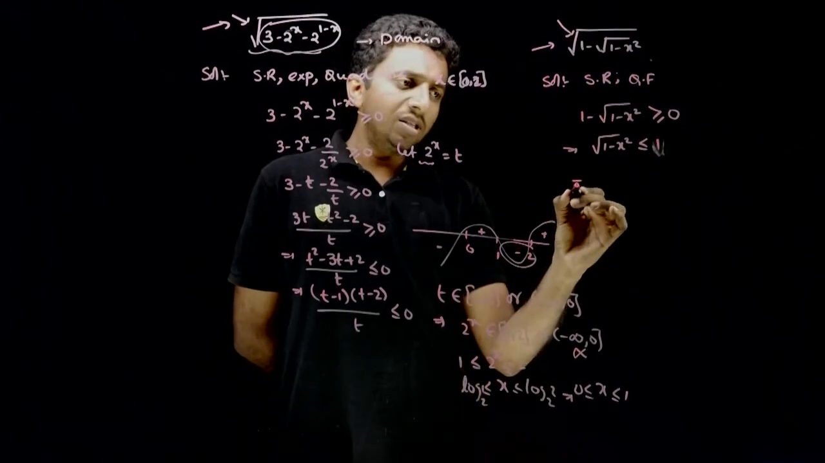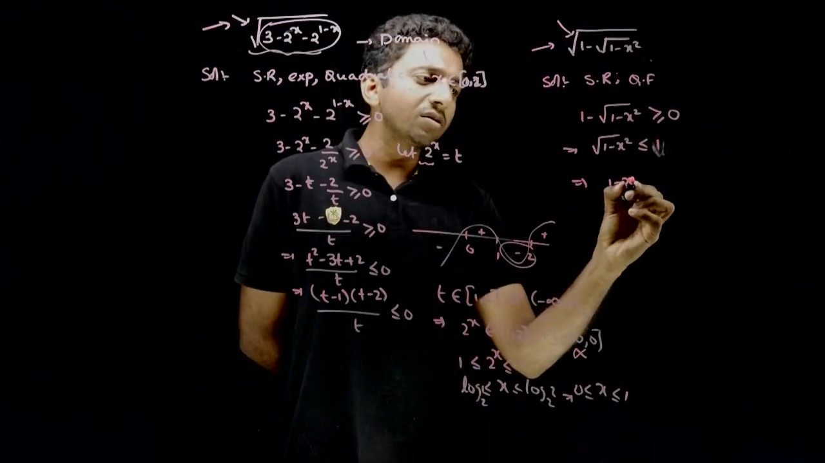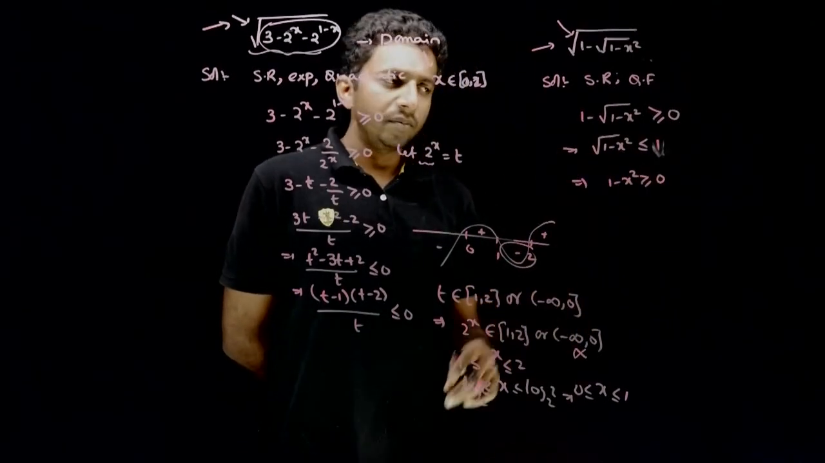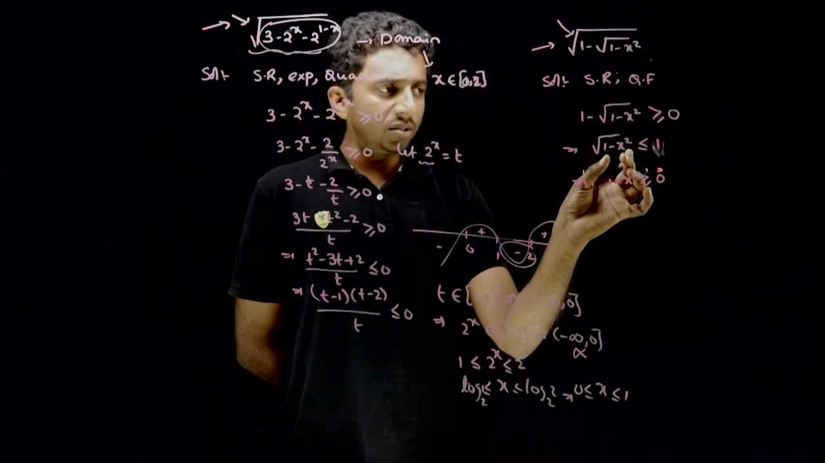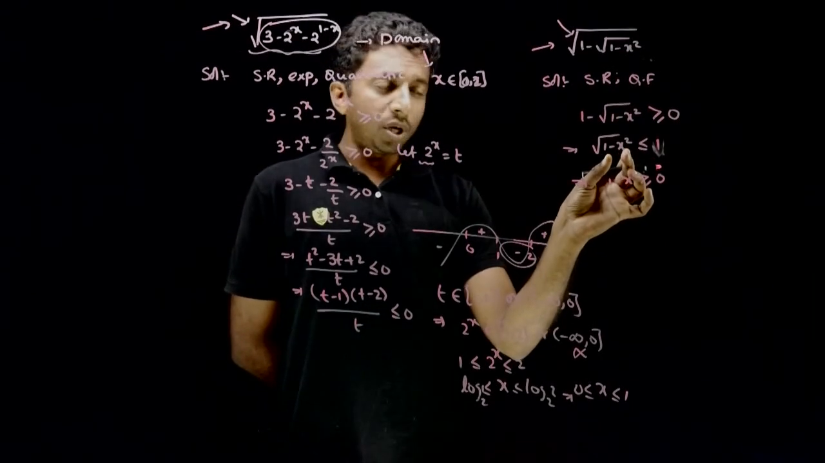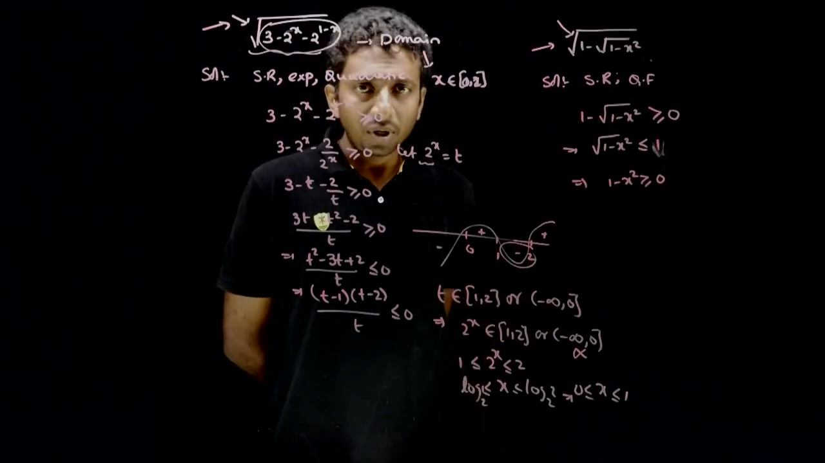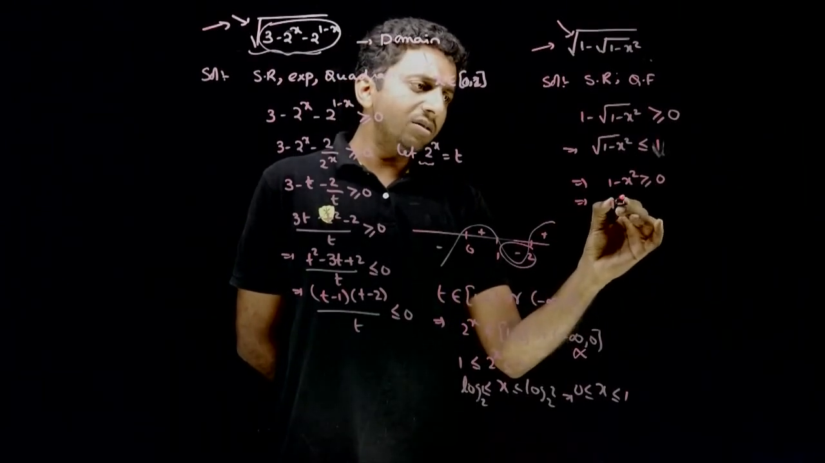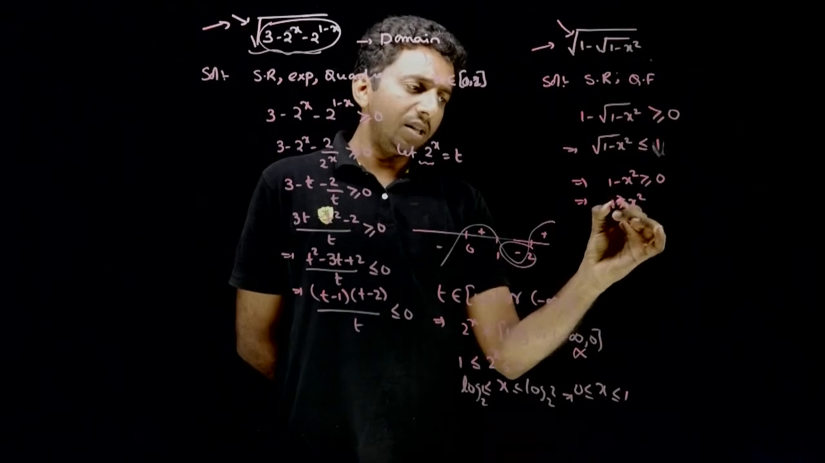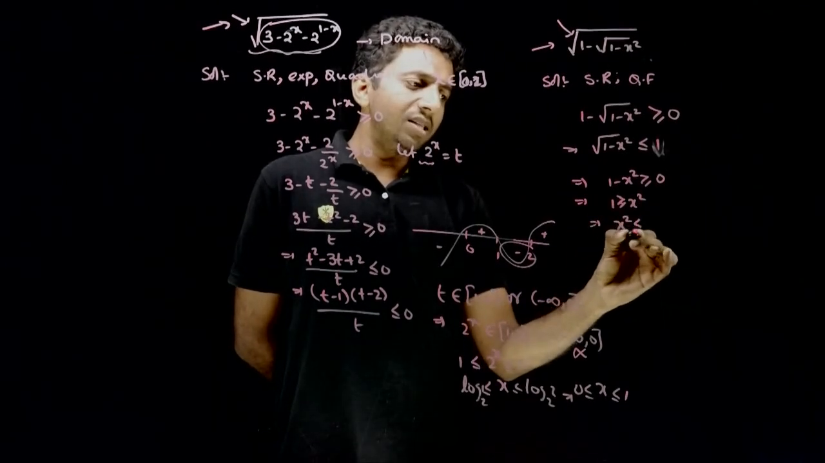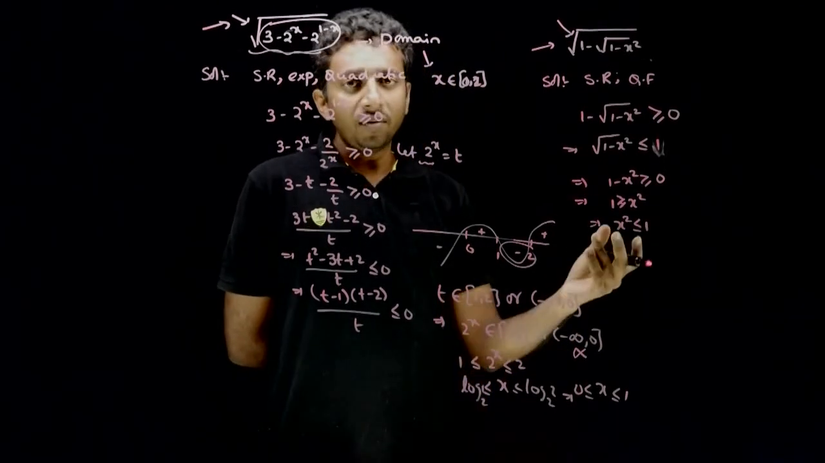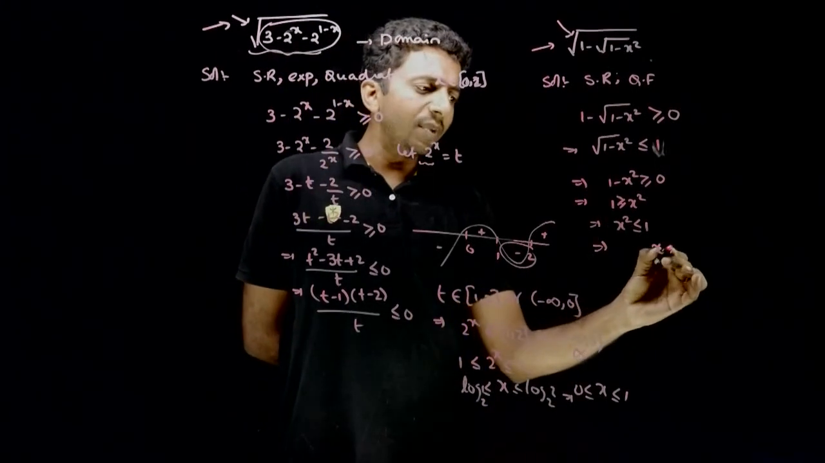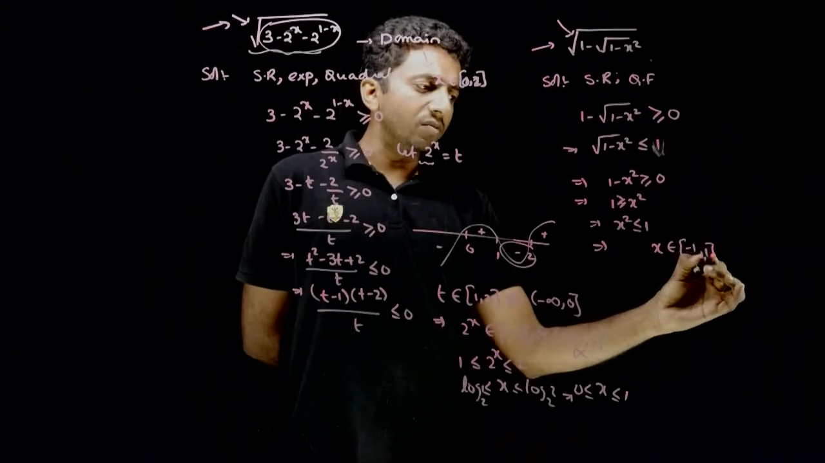So this implies आपको condition होगा 1 minus x square should be greater than or equal to 0. If 1 minus x square is greater than or equal to 0, 1 से तो छोटा तो होगा, so root तो 1 से छोटा हो जाएगा. This implies 1 is greater than or equal to x square. That is, x square is less than or equal to 1. So when will x square be less than or equal to 1? This is a very standard inequality. x belongs to minus 1 to plus 1.